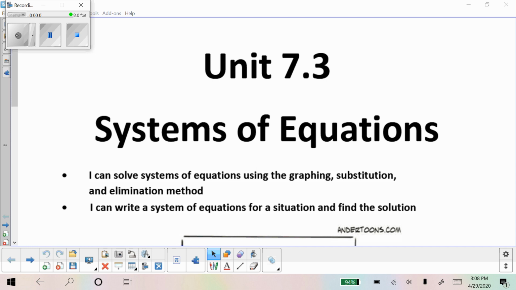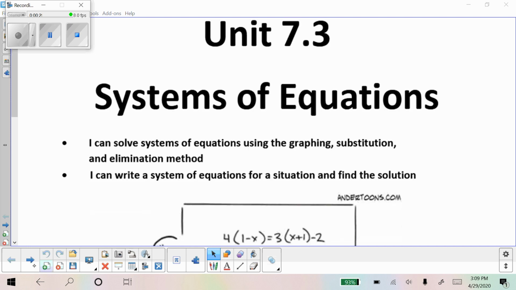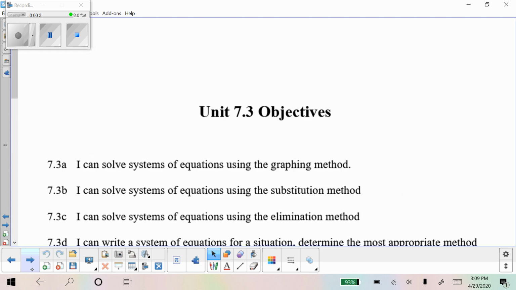It's Mr. Hermanson again. Today we're going to start Unit 7.3, Systems of Equations. And our focus today will be on learning how to make sure that a solution works for a system of equations. So basically, what is a solution to a system of equations? So let's head to the next page. These are the objectives.